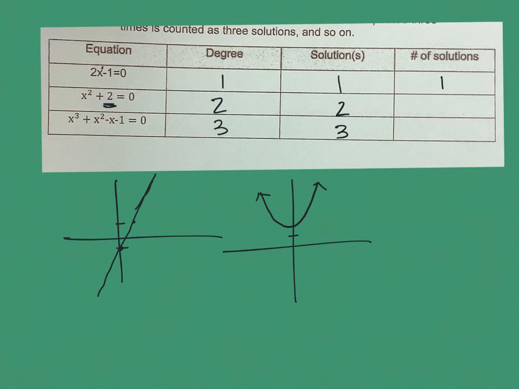How many solutions does it really have? It has 0 real solutions. Let's put a real above that. The number of real solutions like that. Okay? So I took the third equation down here and I graphed it on my calculator. It should have 3 real solutions.